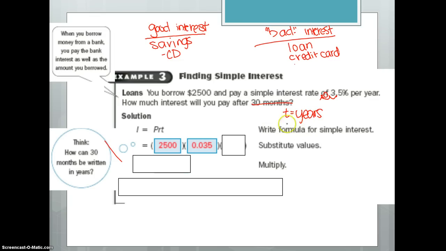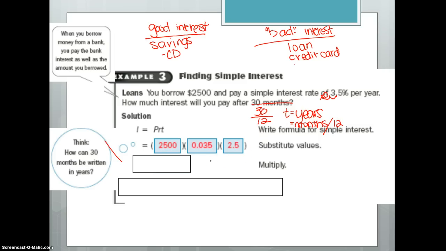Well, 30 months is not years. What you can do to make it pretty easy for yourself is just think about taking the 30 months divided by how many months are in a year, 12. If you take 30 divided by 12, it is 2.5. That's how they got that 2.5, or 2.5 years. 2.5 years is 30 months. Again, think of T as years. If you do get the months, you have to divide it by 12, because there's 12 months in a year.